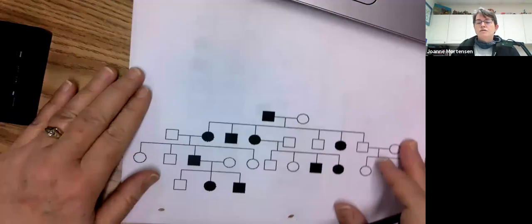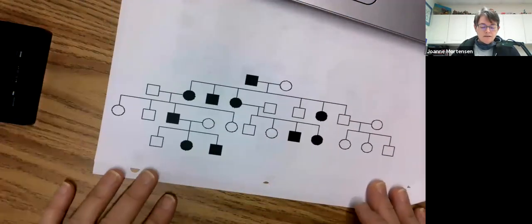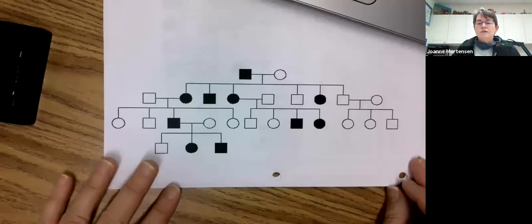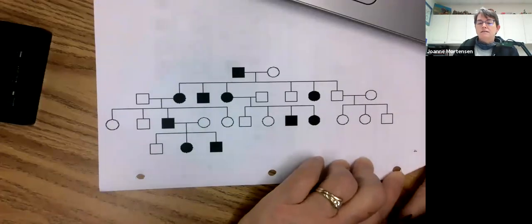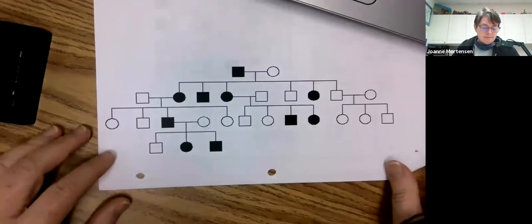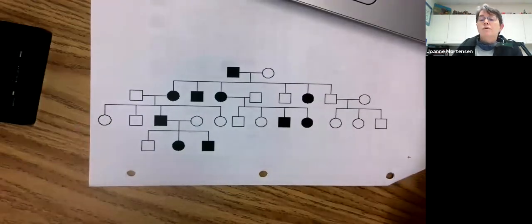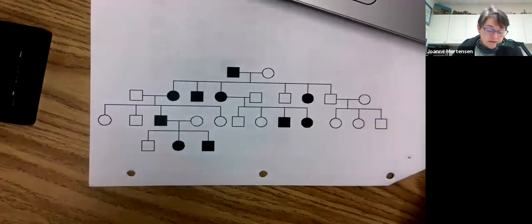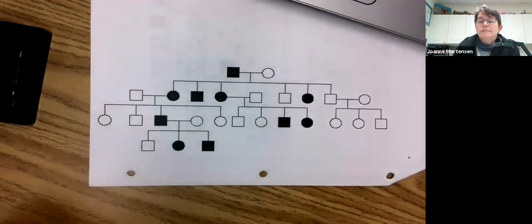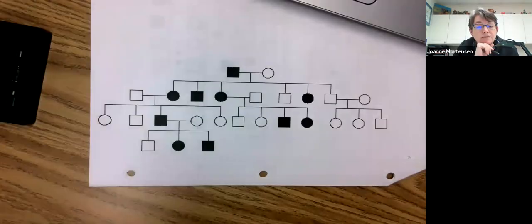This is one where we are going to work out the genotypes of everybody in the picture. This is the one I intended to do in class because it's pretty big. Before you do it, you need to figure out what kind of pattern it is before you start throwing letters in it. So you're gonna figure it out. Stop the video, figure it out.